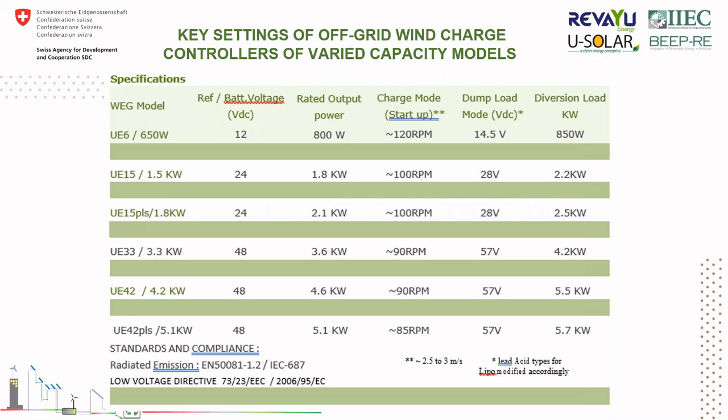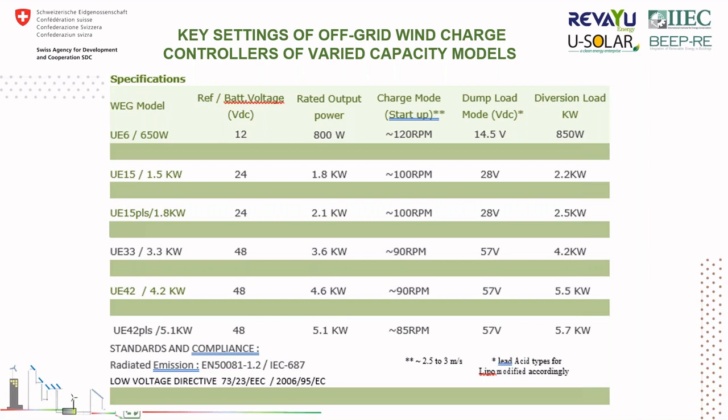This is basically for different models, at what voltage points we have dump load activation or diversion of load, and what their rated output is. Keep this with yourself for your records also. It gives a very good idea and helps you in informed decision making. Especially this one is more suited to off-grid situations where there is a small battery bank in between, of 48 volt battery bank.